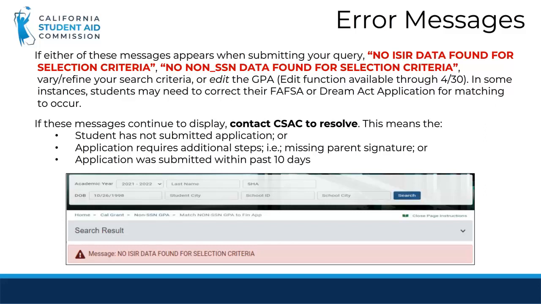You can try modifying your search criteria and attempt to return different results. If you are still not having any luck locating your student's GPA, and you have seen the Student Aid Report or SAR and confirmed that the application was fully submitted, please contact CSAC School Support. We will do our best to help you resolve the error.